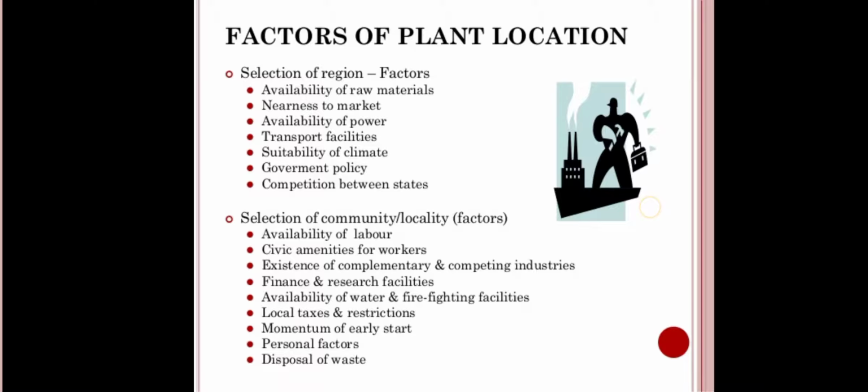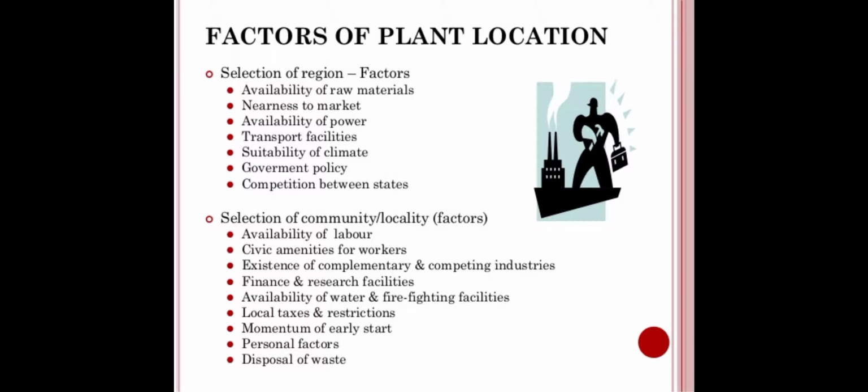So for the worker availability, whether skilled or non-skilled, civic amenities are important. Then existence of complementary and competing industries. If complementary or competing industries are there, then the availability of raw material and other services will be there. And because other businesses are also running, other services will be available. So it's a positive point.